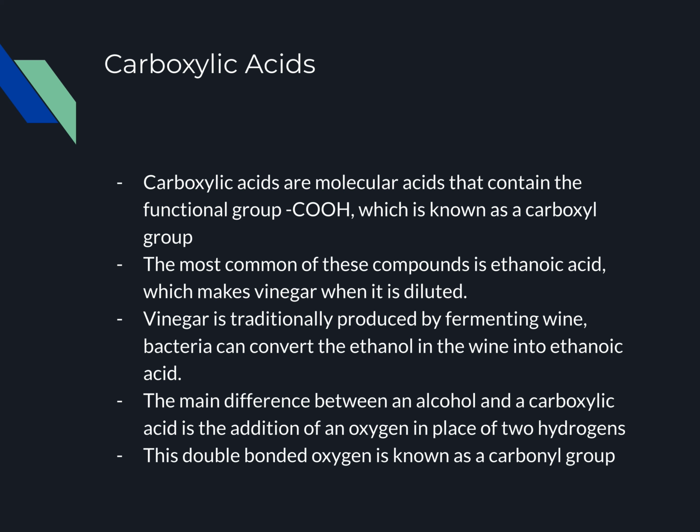Most commonly known compound is ethanoic acid, which is also known by the common name of acetic acid, or vinegar when it is diluted down to a safe drinkable level. Typically, we make vinegar out of fermenting wine. Bacteria can convert the ethanol in the wine into ethanoic acid, which is why alcohols that have gone bad are often said to go sour, because they create carboxylic acids out of the ethanol, and of course, acids have a sour taste.